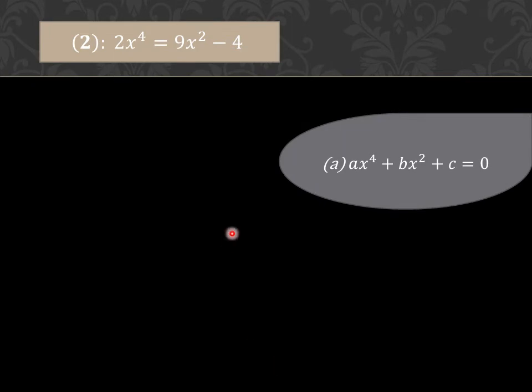We will solve question number 2 of the same exercise. Question number 2 is 2x^4 equals 9x^2 minus 4. It is of the same type. We will have to learn 5 types, but we are doing the questions of the first type now. The equation is not equal to 0, so first of all, we have to take these terms to the left side of the equation. We will get 2x^4 minus 9x^2 plus 4 equals 0.